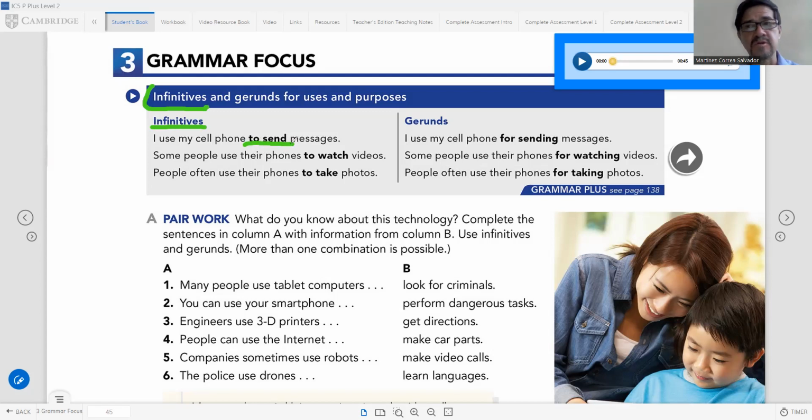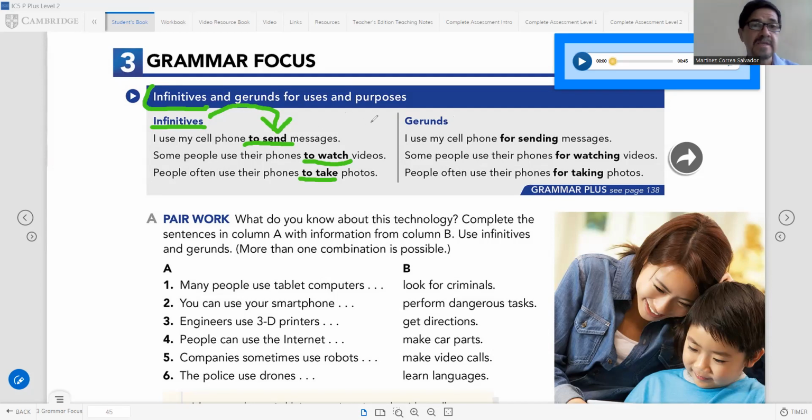That is the infinitive, to send. Some people use their phones to watch videos. This is the infinitive. People often use their phones to take photos. So one possibility is to use infinitives like to send, to watch, to take. This is one possibility, but there is also another possibility.